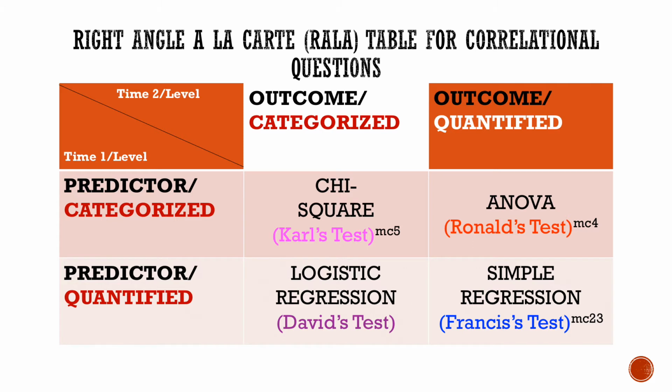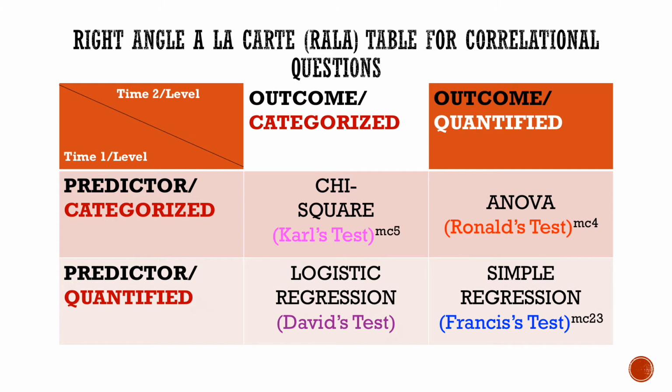We can have two kinds of predictor variables and two kinds of outcome variables, so we know we'll need a 2x2 cross table to display all the possible combinations of time and level. Students are often confused by the funny-sounding names of the various statistical tests that go along with each combination of question type and variable type.